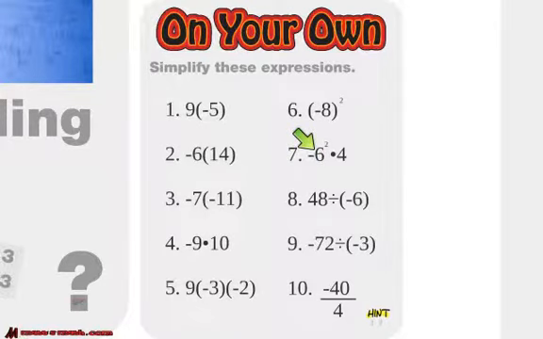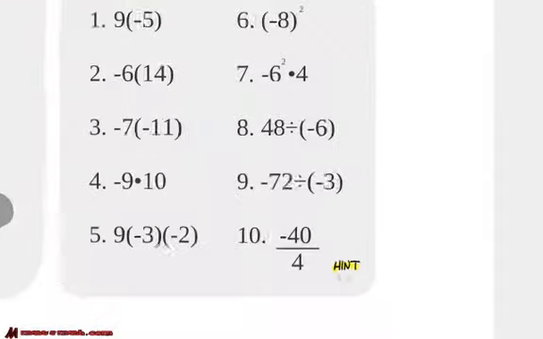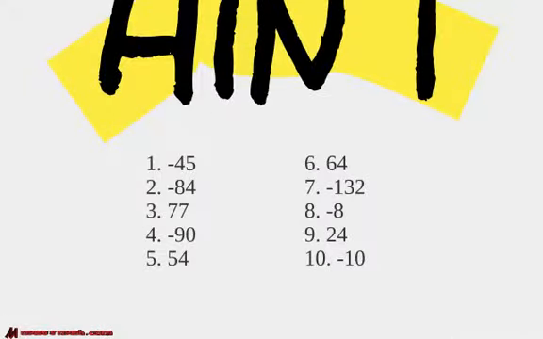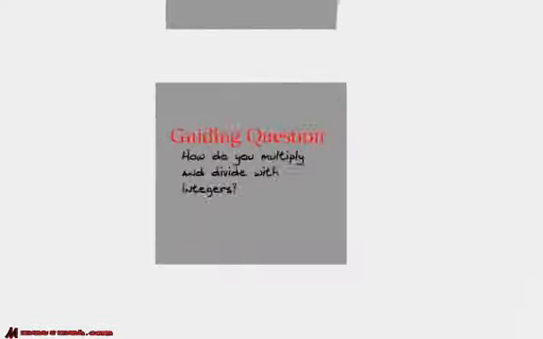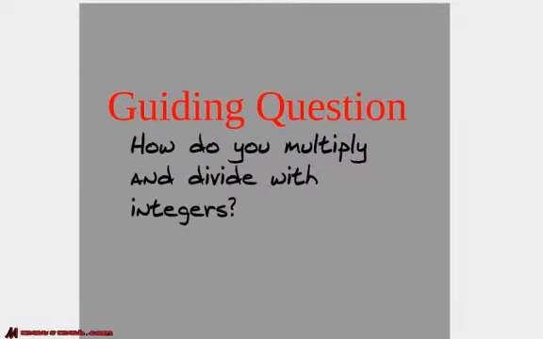This is the tricky one right here. Remember, this is 6 times 6, then make it negative, okay? Not like this guy where it's negative 8 times negative 8. All right, need any help? Here are the hints of the answers. Did you get them all right? Check your work. Definitely go back and see which ones you missed. All right, are you able to answer your guiding question now about how do we multiply and divide integers? No big deal, is it?